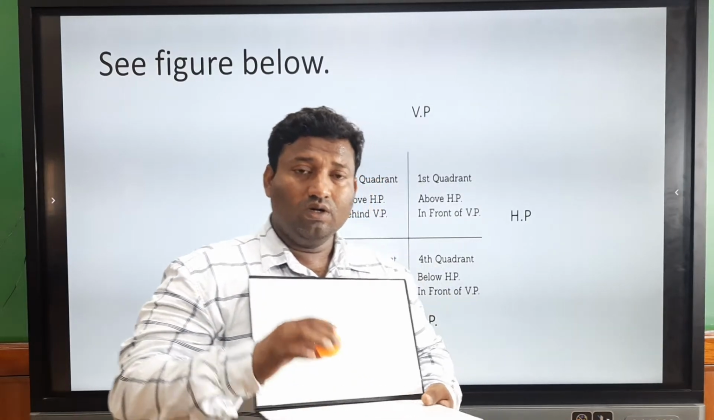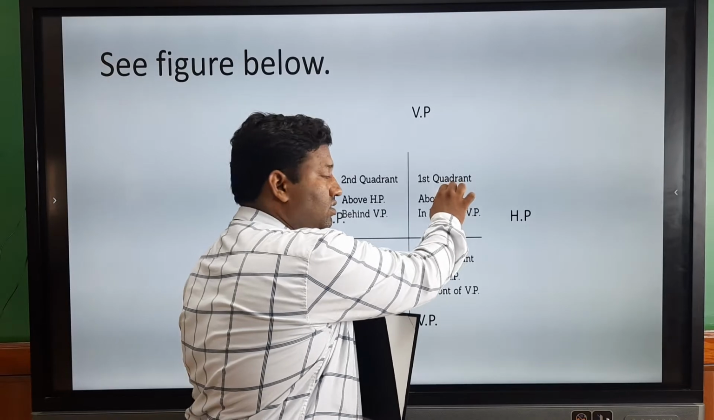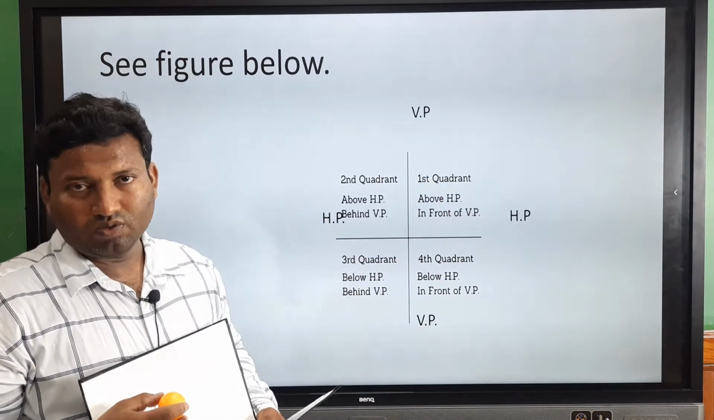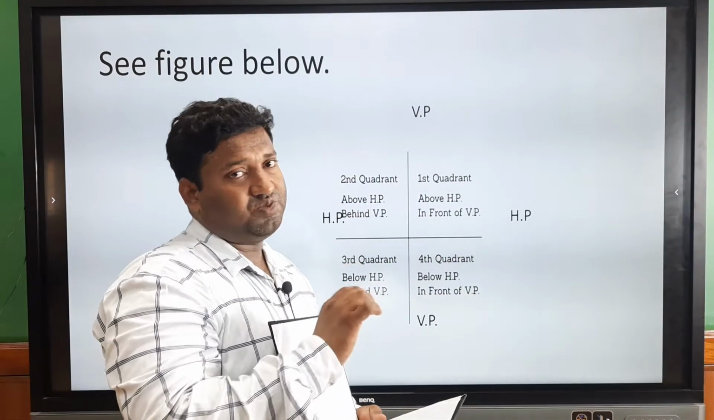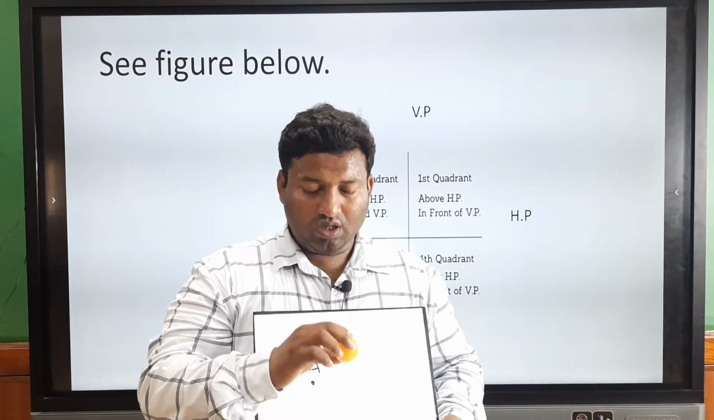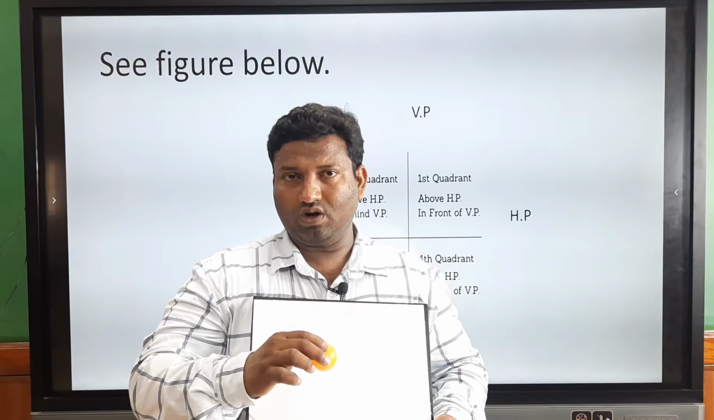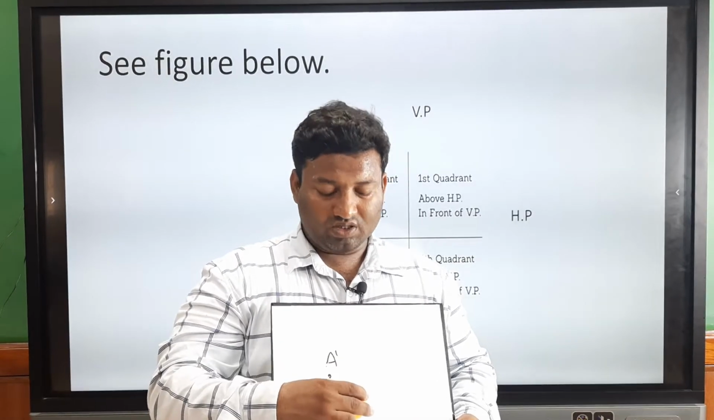So, again I will repeat. Suppose the point is in the first quadrant here, above the HP and in front of the VP. We have to represent a point in two different planes, that is HP and VP. Now, when we rotate that axis, now we are getting on the plane. So, it is representing how much it is above the HP if you view from the front, and if you view from the top, how much it is in front of the VP, that we can see.